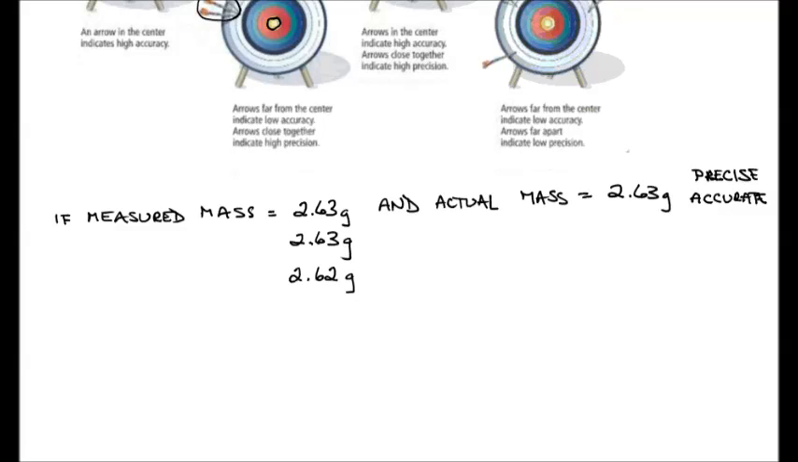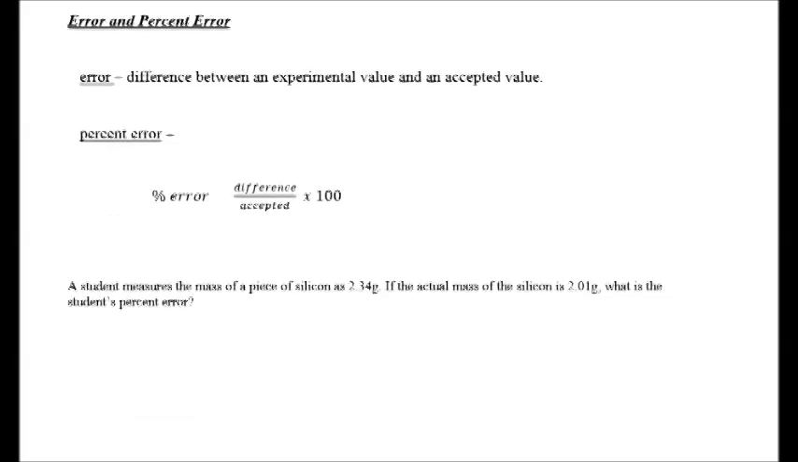Turn to page 17. Whenever we measure, we usually have some sort of error in our measurement. Error is the difference between the experimental value and the accepted value, between what you get and what the actual answer is. Percent error has a formula. Percent error is equal to the difference between the two values over the accepted value times 100.